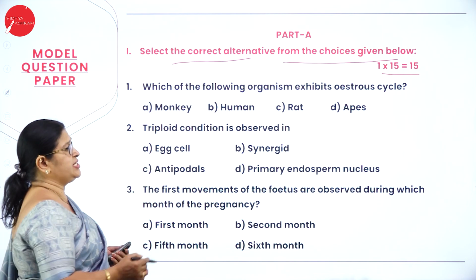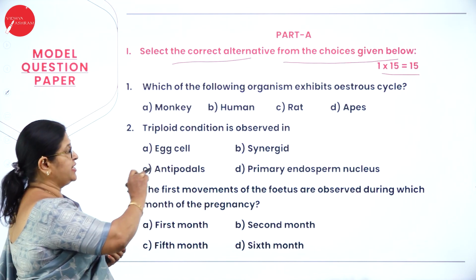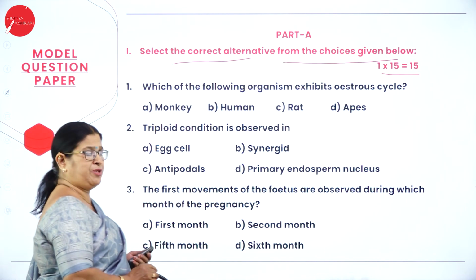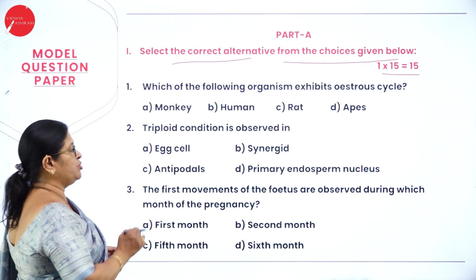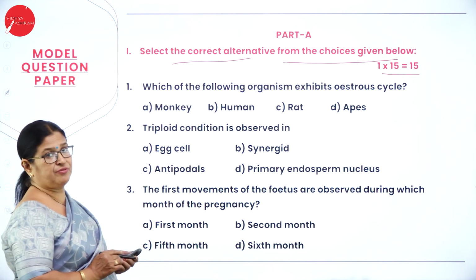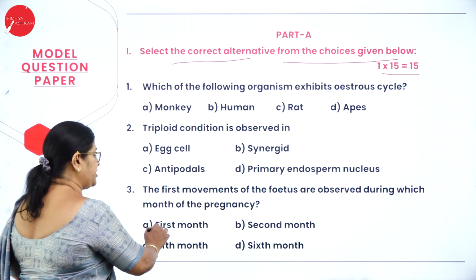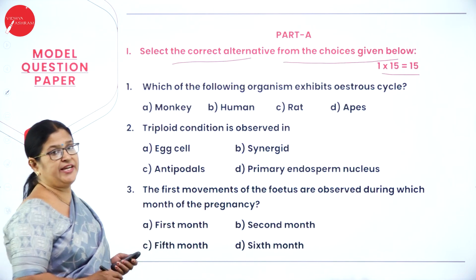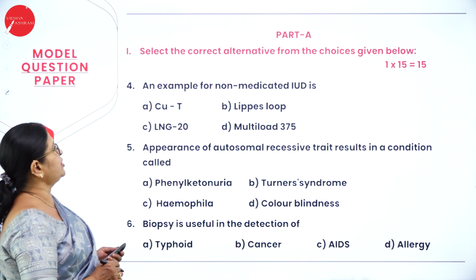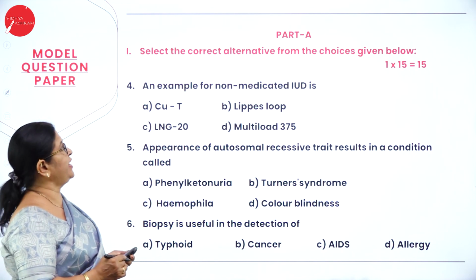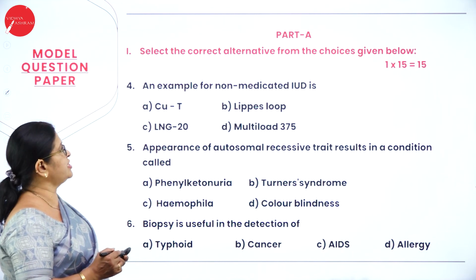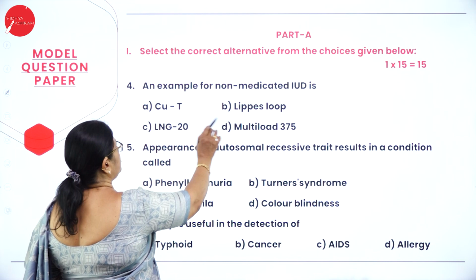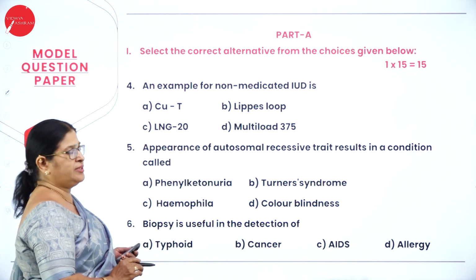Second question: triploid condition is observed in option A, egg cell; option B, synergid; option C, antipodals; option D, primary endosperm nucleus. Third question: the first movements of the fetus are observed during which month of pregnancy? Think twice. Option A, first month; option B, second month; option C, fifth month; and option D, sixth month. Fourth question, based on the same, that is part A, select the correct alternative from the choices given below. An example for a non-medicated IUD is copper T, lippes loop, LNG20, and multiload 375.